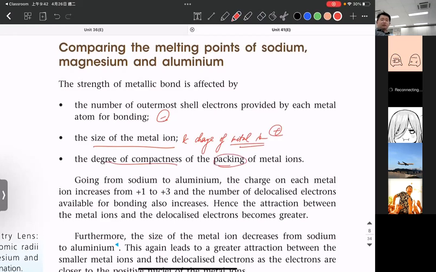Now this one, what is that? We call it packing. But of course, in DSE, we focus on these two now because it will allow you to have an easier comparison, because those two are fair enough for you. But for this, it may be new to you. Right? We talk about packing.